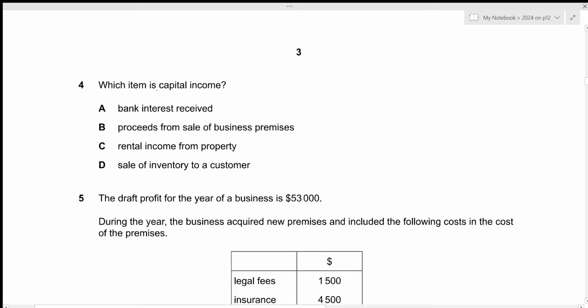For the fourth one, which item is a capital income? Capital income means that it is a receipt not from our trading activities. So these are the income from non-trading activities.